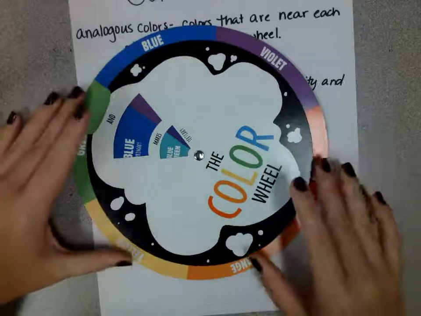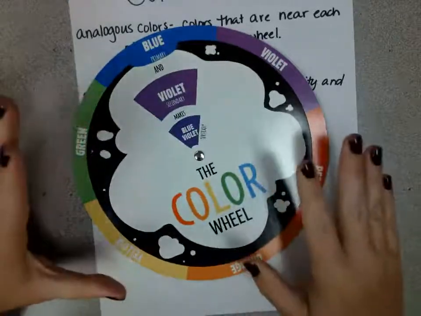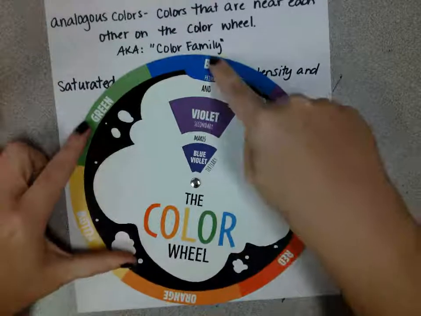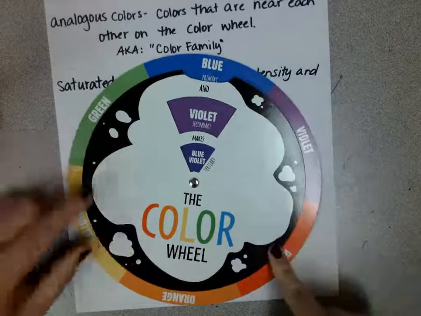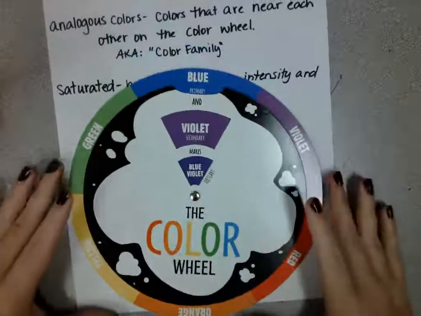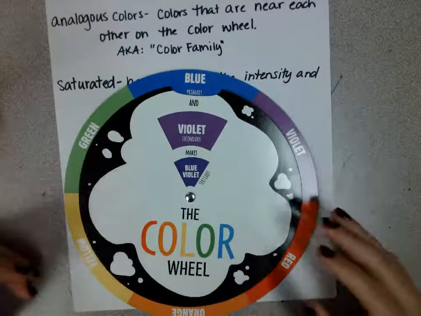Okay, so analogous colors are colors that are near each other on the color wheel. Okay, so we don't want to skip around. We don't want to say blue, red, and yellow, or blue, red, and orange. Okay, those don't really count as being near each other.